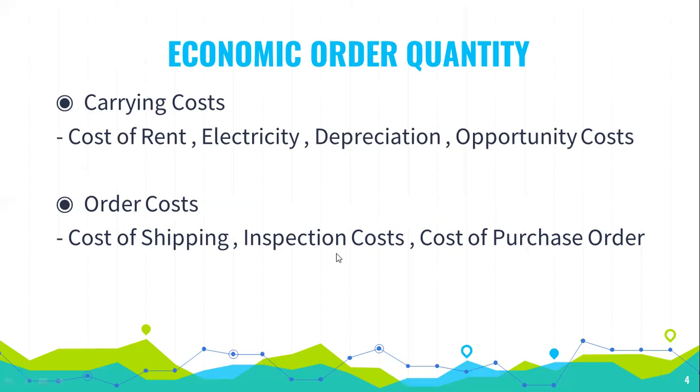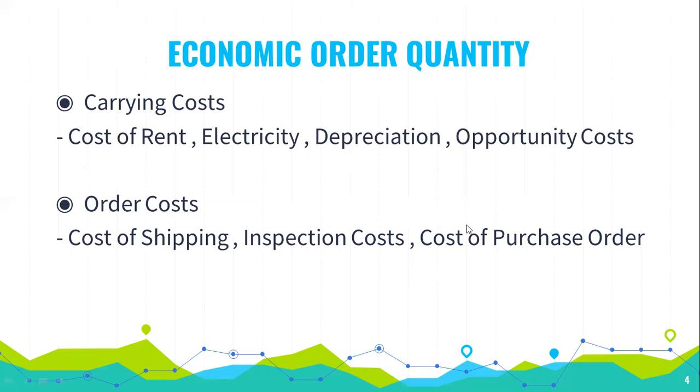Meanwhile, sa order cost naman, these are the costs that you incur every time you order. Example of this is cost of shipping. That's why when you order online, every time you order, you will incur shipping costs. So that is an example of order cost. Kasama din dito yung cost of inspection and cost of purchase order. So order costs are incurred every time you order.